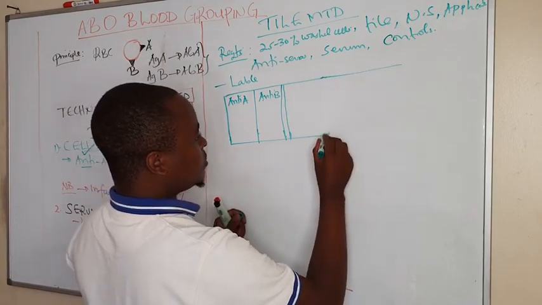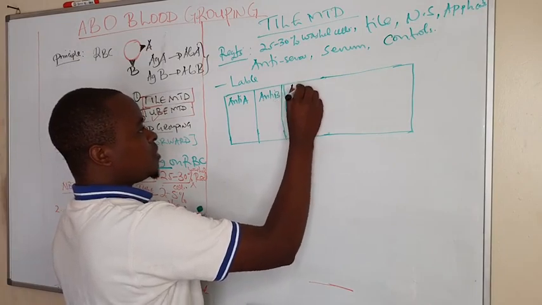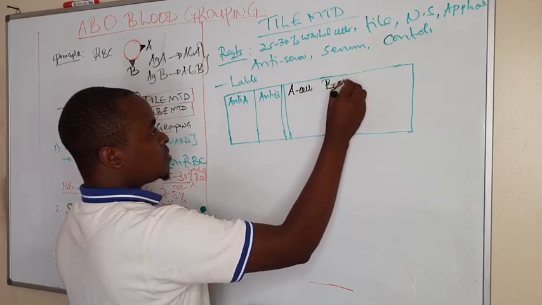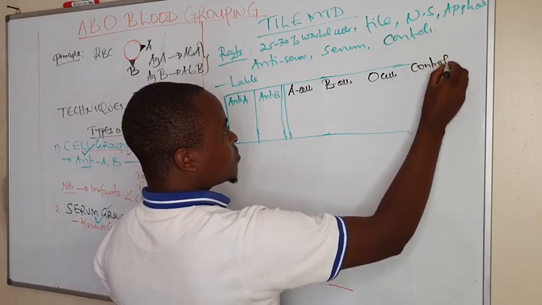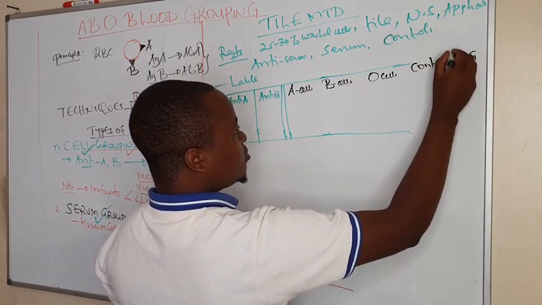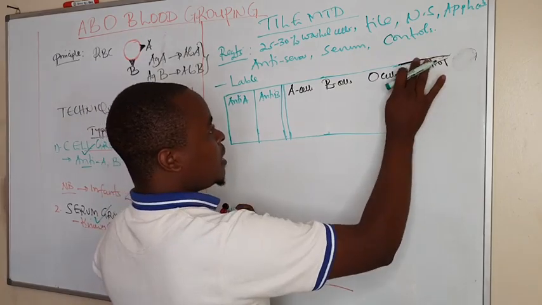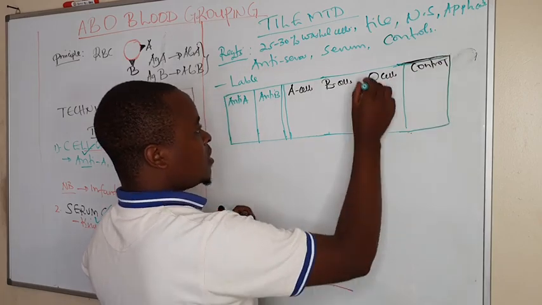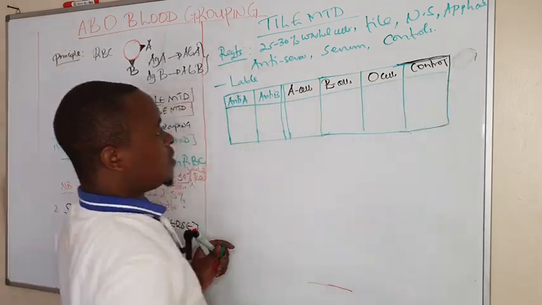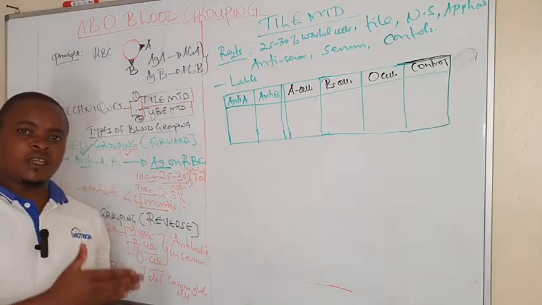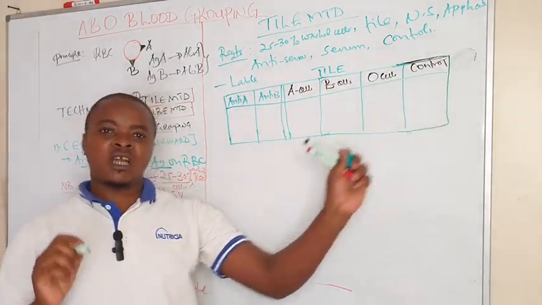Then we go ahead and we do also serum grouping on the same tile, whereby we are going to put A cells, standard cells, we put B cells, we can even put O cells, then we can provide also for the control. Then we shall see the blood group determined from there. So this is my tile which I'm using, and I have partitioned it into different columns. This is the clean tile.